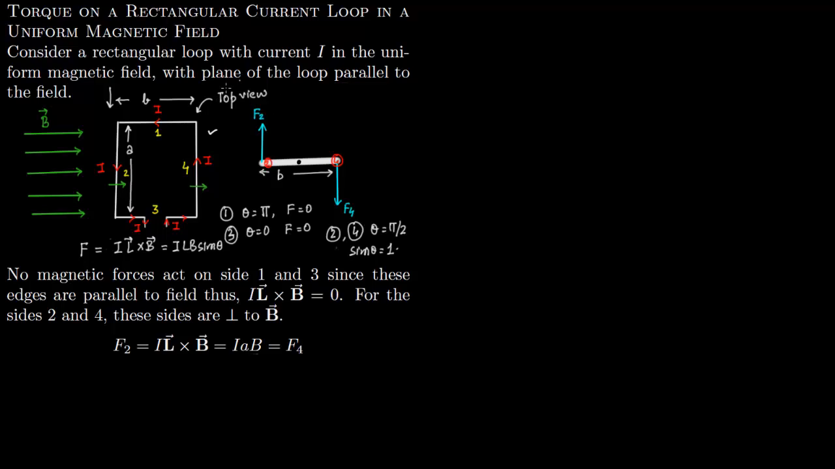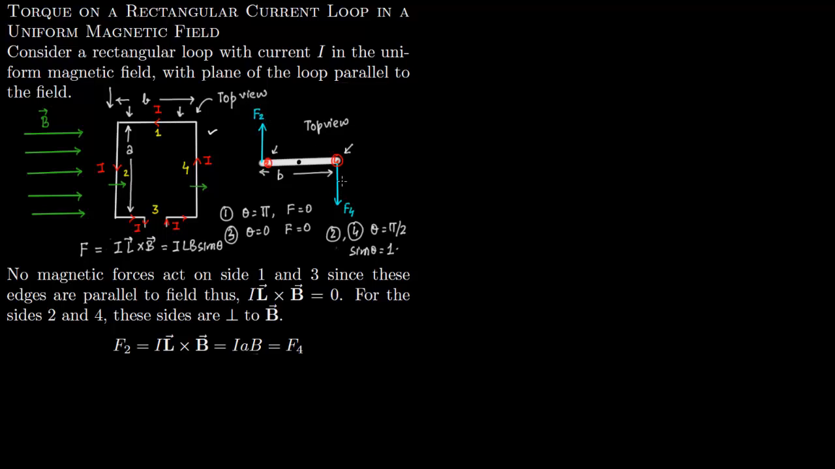Now let us look at the top view of this. If you have a view from the top, you will see that force 2 is acting upwards and force 4 is acting downwards. So we are looking now from the top of the rectangle, looking down. This is the top view, and this is side 2 here and side 4 here. The force acting on side 2 acts upward and the force acting on side 4 acts downward. This you can see by the right hand thumb rule by taking the cross product of L vector and B vector.